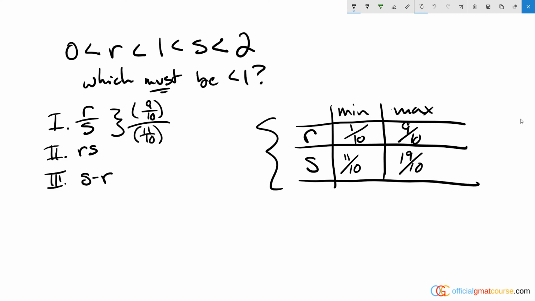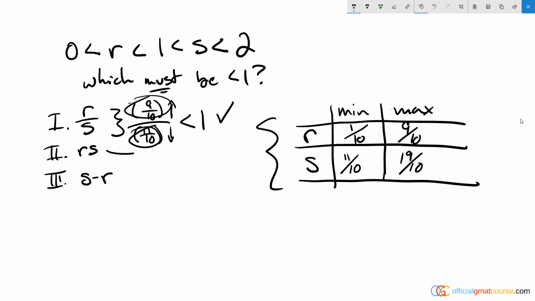Because in order to make a fraction larger, you want to increase the numerator and decrease the denominator. And what we see here is we still have a smaller number over a larger number, which means this is still less than 1. And that means that this is actually a correct answer. This always must be less than 1.